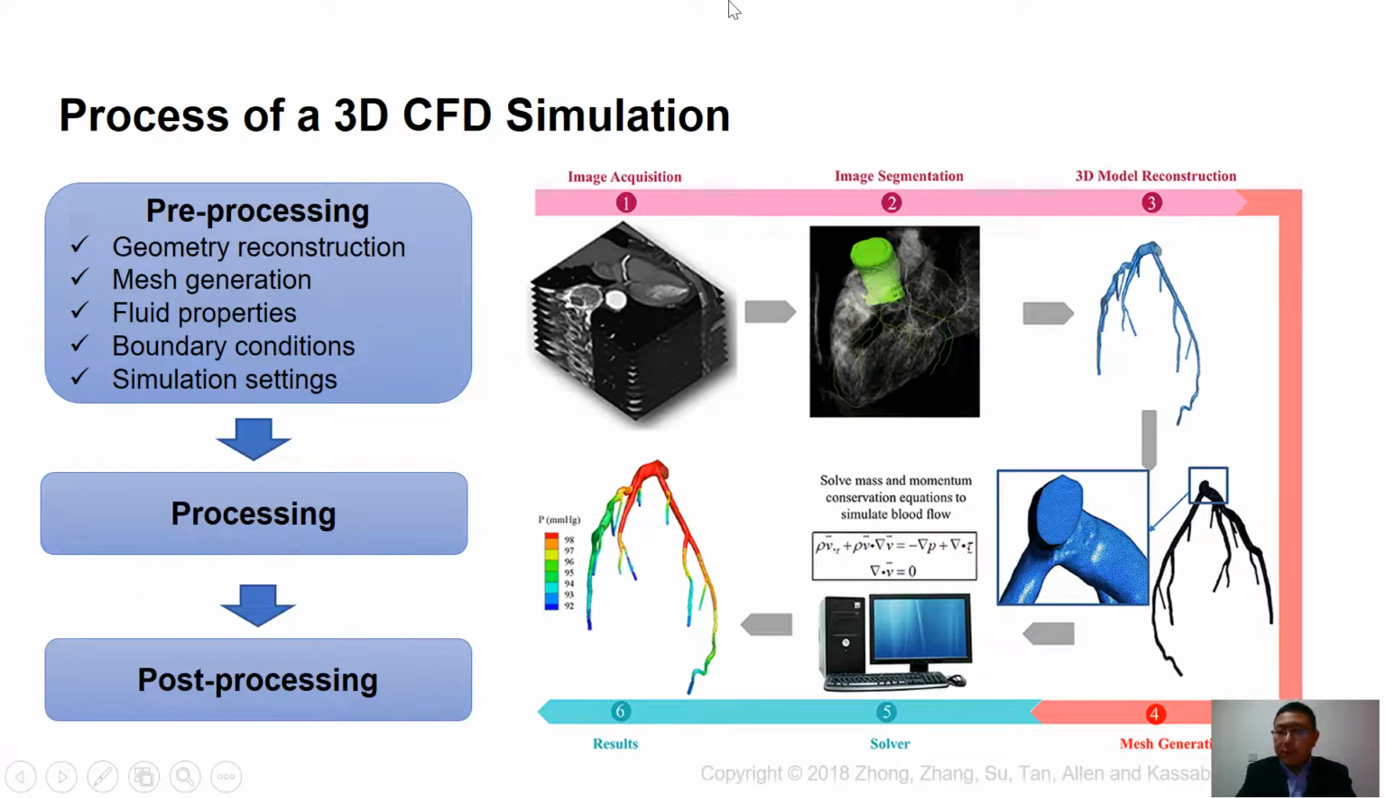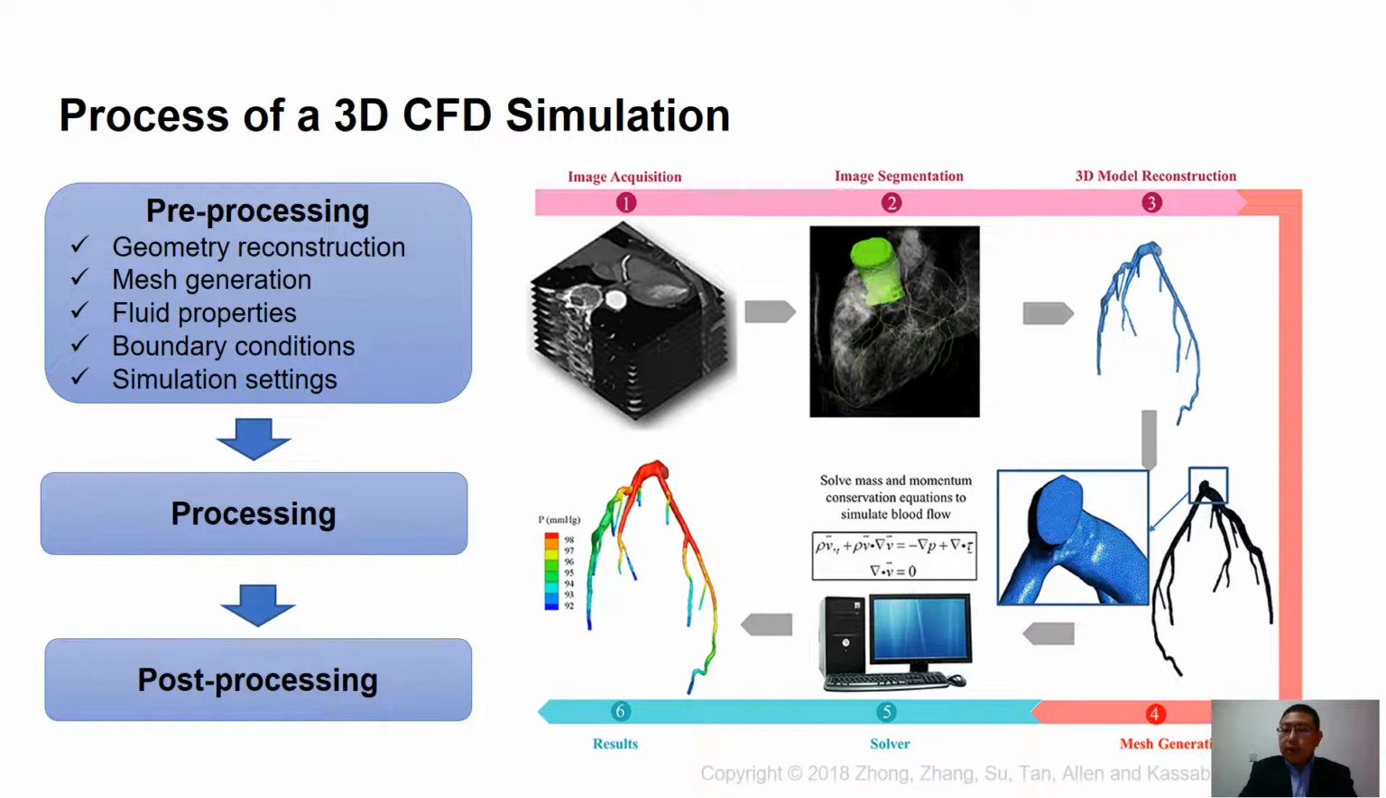So, the process of 3D simulation comprises three major steps: pre-processing to set the conditions of simulation, processing to get the simulation results, and post-processing to get the detailed estimation of hemodynamic parameters. In the pre-processing, firstly, the 3D geometry of the artery is reconstructed from the radiological images. Usually it's from the CT imaging.